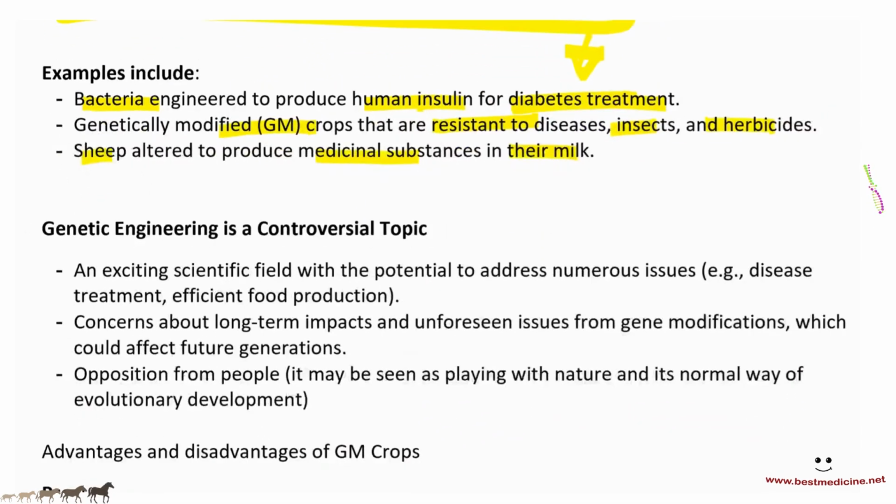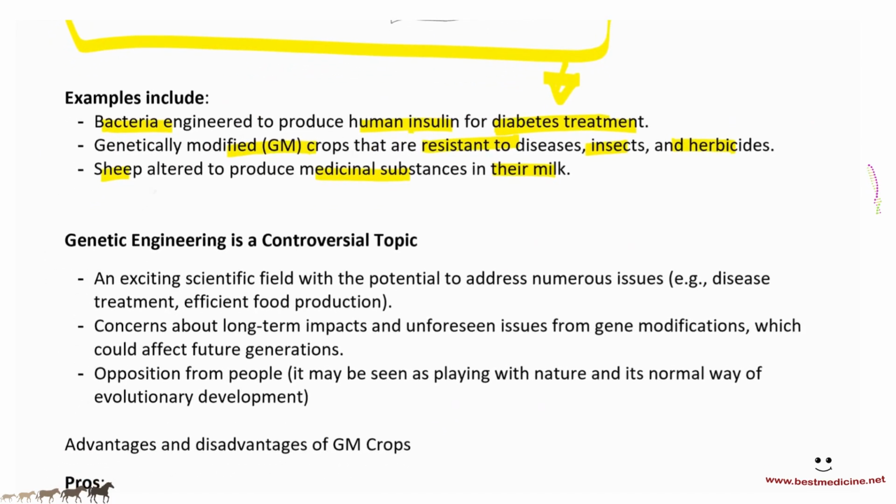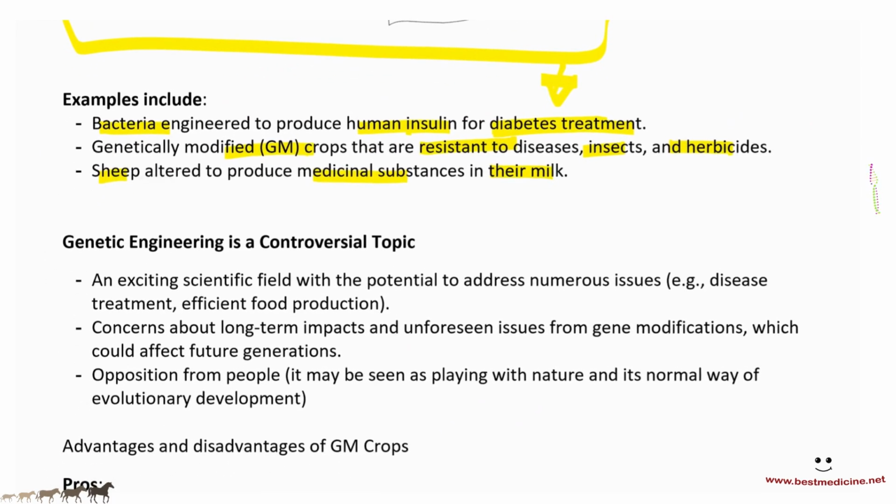Now here's the thing, genetic engineering is not a straightforward topic. It's a controversial topic because, again, you're playing with nature. Because it's a relatively new field, there are a lot of concerns about its long-term impacts and unforeseen issues, because we don't know its long-term effects. There's also opposition from people because it may be seen as playing with nature and its normal way of evolutionary development.